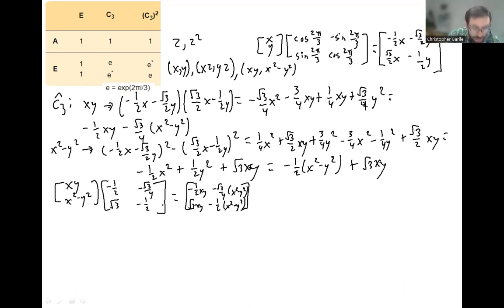Now, the important part here to get the character is we take the trace of the matrix, or the sum across the diagonal, the character of the matrix. And so that gets us that the chi for the C3 operation, the character, is -1/2 plus -1/2, which equals -1. And so how does this help us?